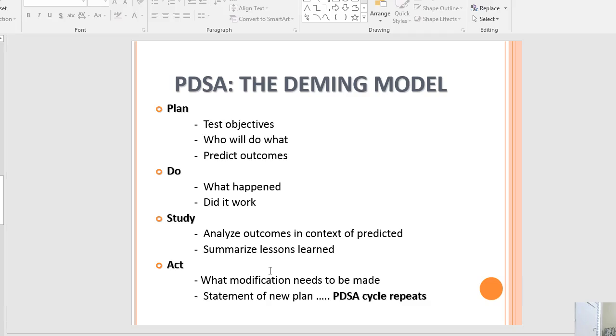So you're testing objectives, who will do what, you're going to predict outcomes. What happened? Did it work? You're going to analyze outcomes and summarize lessons learned, and then what modification needs to be made, and then you need a new plan. And the PDSA cycle repeats and repeats until some sort of practice change is met, or you figure out that it's not working and you need to move on, and you figure out if that needs to be implemented system-wide.